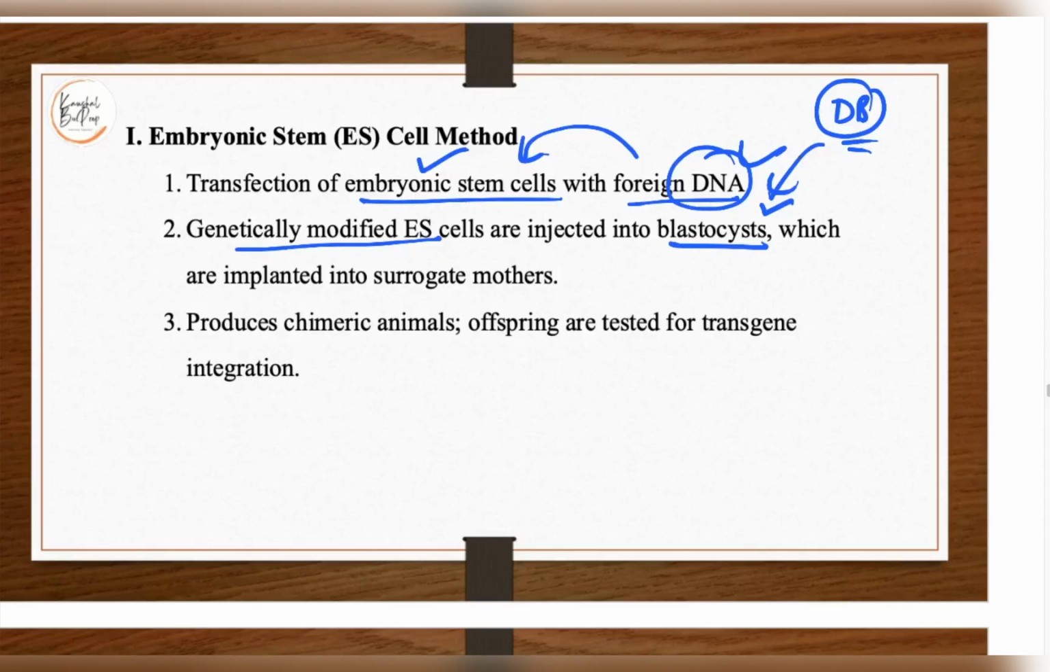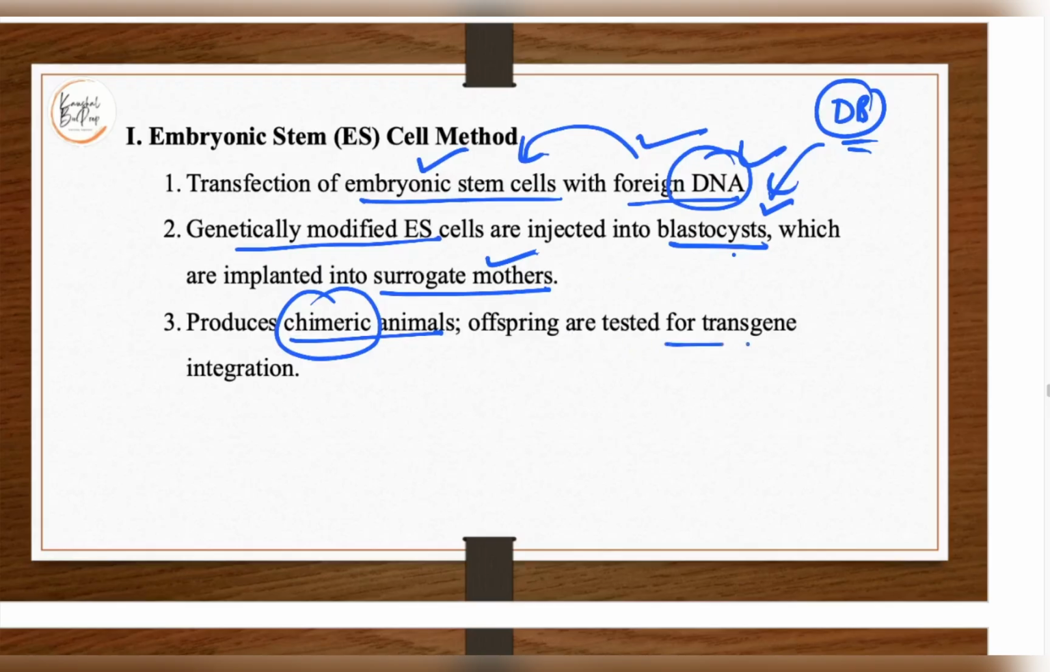Blastocyst is one of those. Now, genetically modified embryonic stem cells which have the foreign DNA are injected into the blastocyst, which is implanted into the surrogate mother, right? Now the mother will produce a chimeric animal. Chimeric matlab combination hai isme. They have the foreign DNA also.